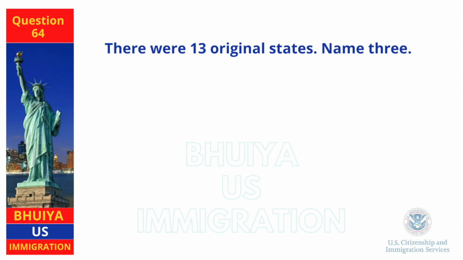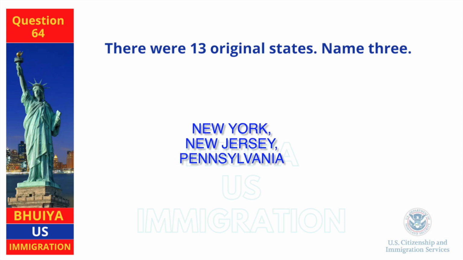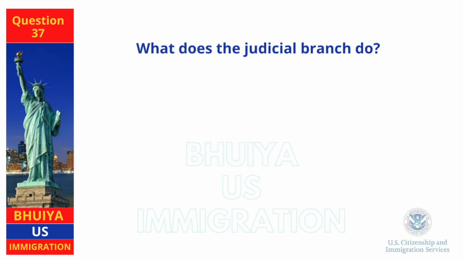There were 13 original states. Name 3. New York, New Jersey, Pennsylvania. What does the judicial branch do? Reviews laws.